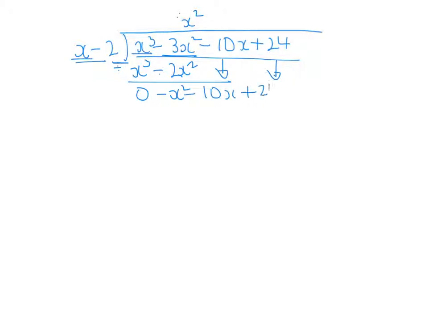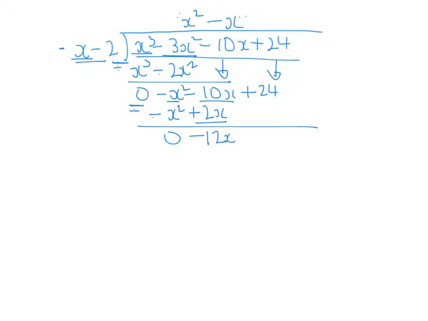Just come straight down. Alrighty, well, how many times does x minus 2 go into x squared? It would have to go into minus x times. Minus x times x is minus x squared, and minus x times minus 2 is plus 2x. Now when I take them away one from the other, minus a minus is a plus, so minus x squared plus x squared is 0. Minus 10x minus another 2x is minus 12x plus 24.